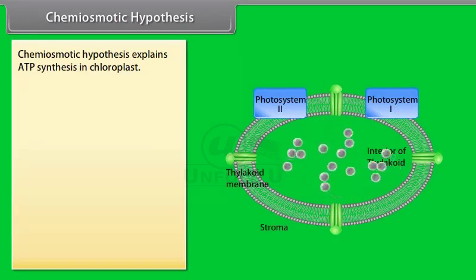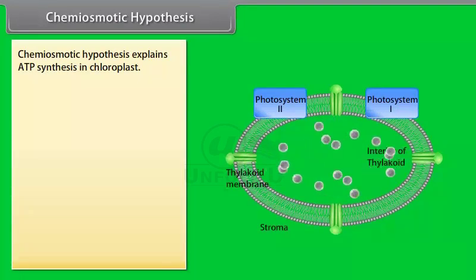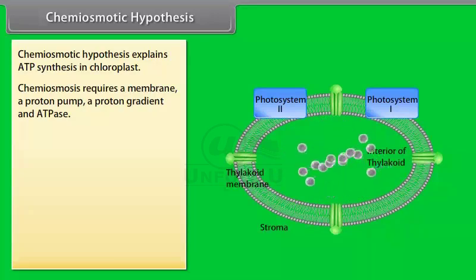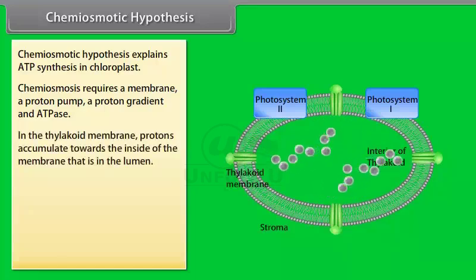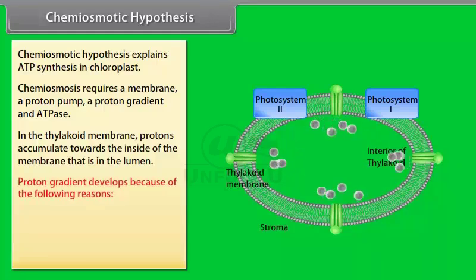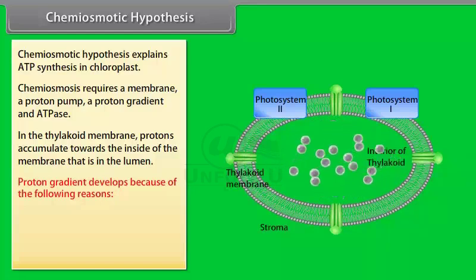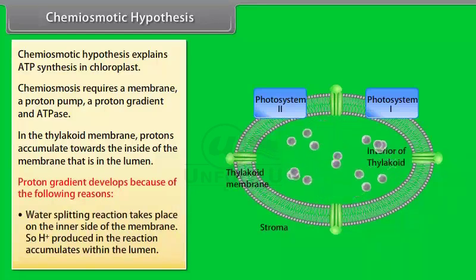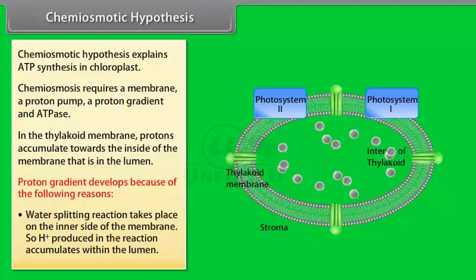Chemiosmotic hypothesis. The chemiosmotic hypothesis explains ATP synthesis in chloroplast. Chemiosmosis requires a membrane, a proton pump, a proton gradient, and ATPase. In the thylakoid membrane, protons accumulate towards the inside of the membrane, that is, in the lumen. The proton gradient develops because of the following reasons. The water splitting reaction takes place on the inner side of the membrane, so hydrogen ions produced in the reaction accumulate within the lumen.